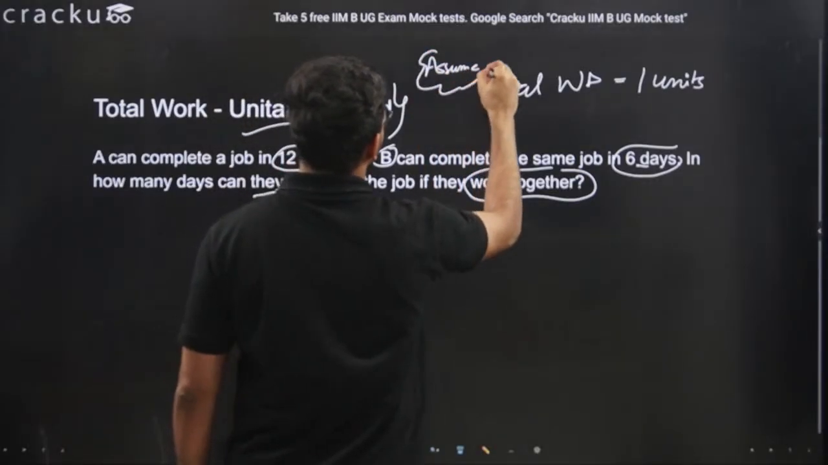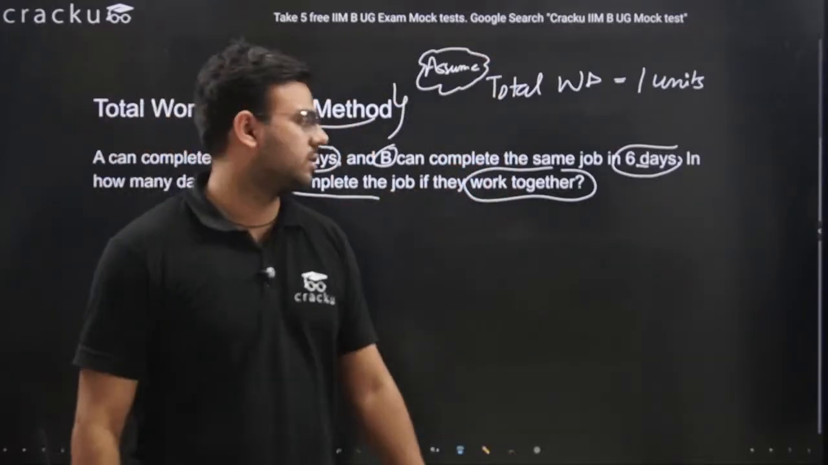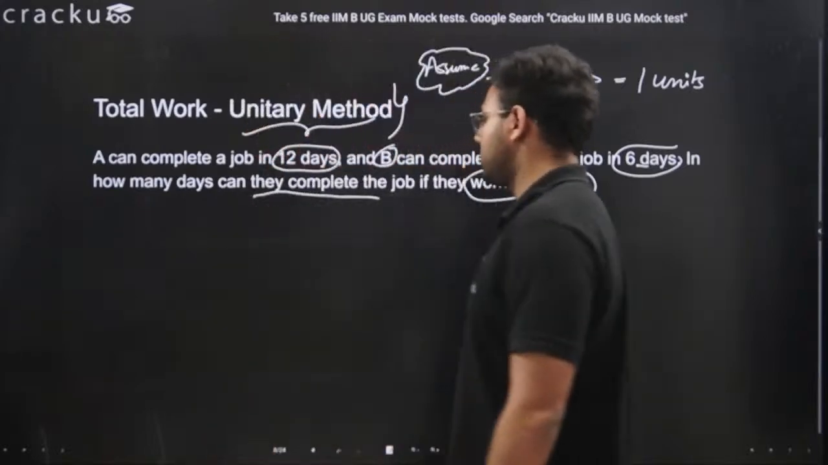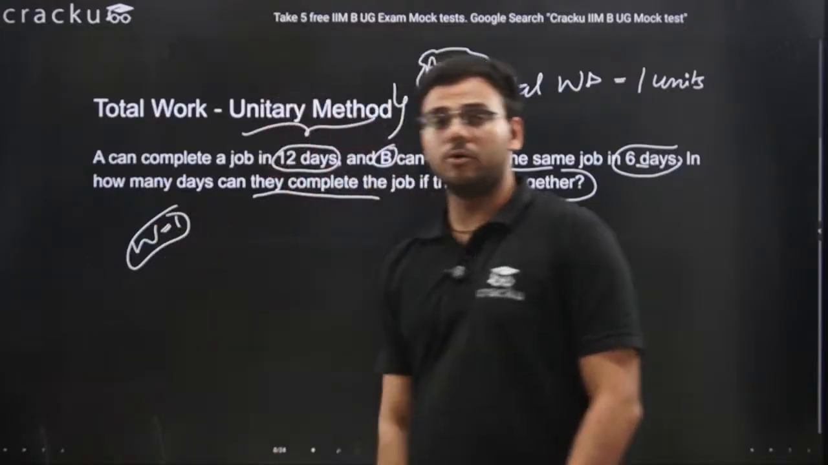We'll assume that the total work done, that is the entire work which needs to be done, is 1 unit. Now we'll read this question. We have said that the work done, that is W, is equal to 1 unit.